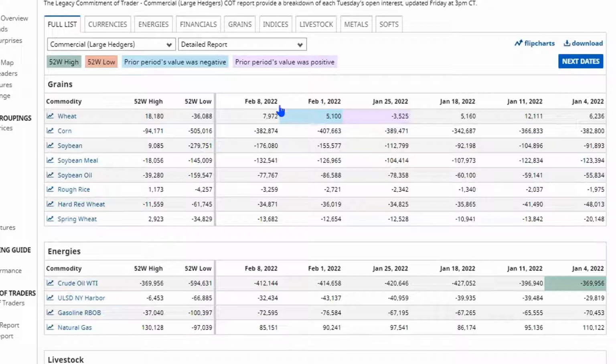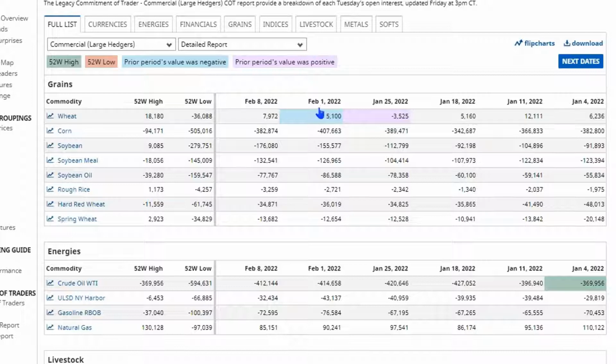Now from February 1st to February 8th, we can see that our commercial traders increased their open interest, their long position, about 2,800 contracts. One of the nice features that Barchart does for us is it gives us these two colored boxes. And notice that the light blue one says that the prior period value was negative. That is one of the things that we want to start looking for. When one of these large participants moves from a negative short position to a positive position.